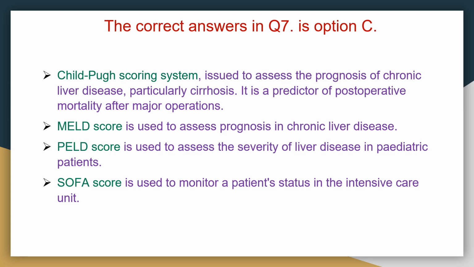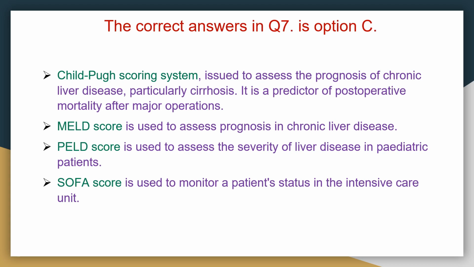MELD score is used to assess prognosis in chronic liver disease. It is a complex algorithm including serum creatinine, serum bilirubin, and INR. Child-Pugh score is commonly used to assess the overall severity of liver disease and surgical risk, whereas MELD is primarily used to prioritize patients for liver transplantation and predict short-term mortality.